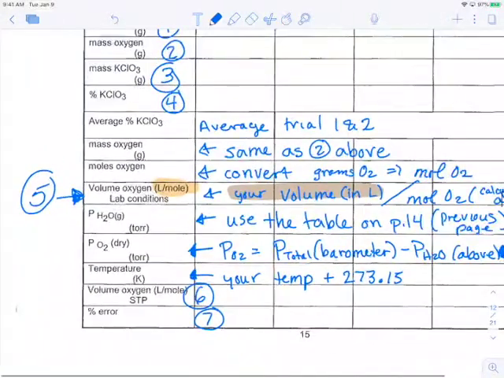All right. So next up, average KClO3. So you're given data for 2 trials, and you need to average those together. Same way you would average anything, add them together, divide by 2. And so that goes into this box right here.